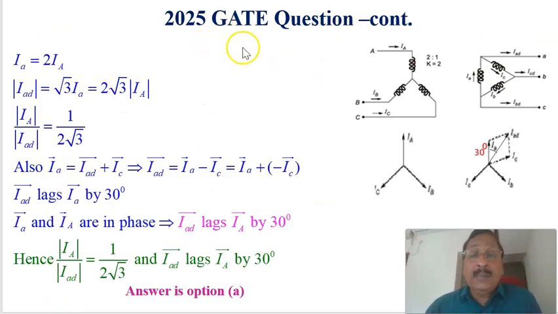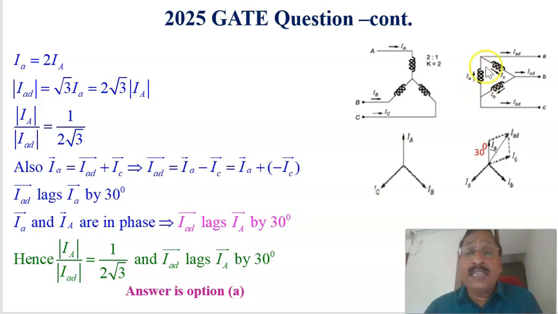Now continuing the same problem, let us see here. Already we have seen this is a primary circuit of a star connected and the delta connected secondary. What is the relation between this line current as well as this line current? Magnitude of I capital A divided by magnitude of IAD. That is the question.